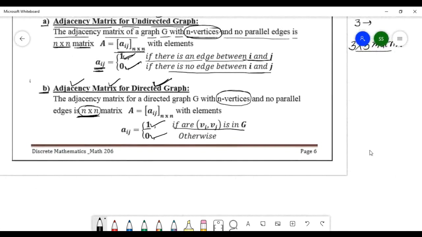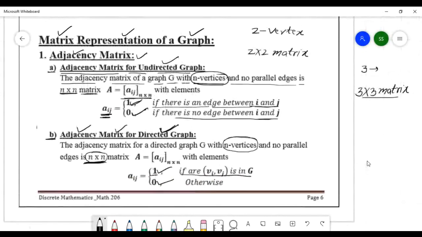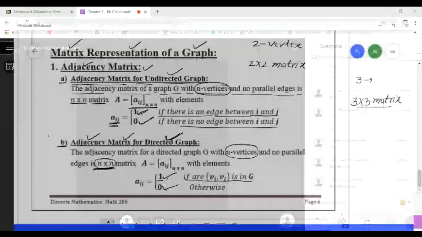So this I will discuss in the next lecture. Today I will stop here. This matrix representation of graphs I will discuss at the next lecture.